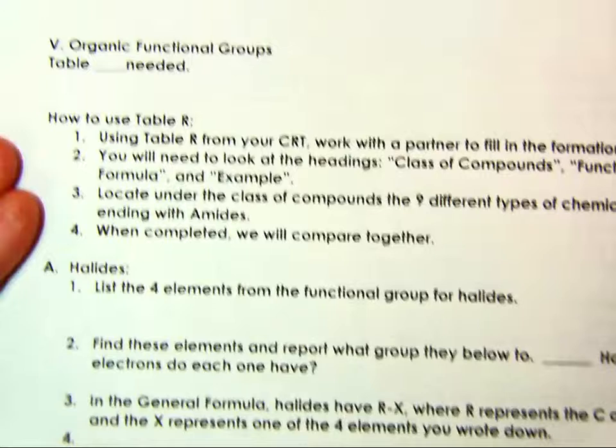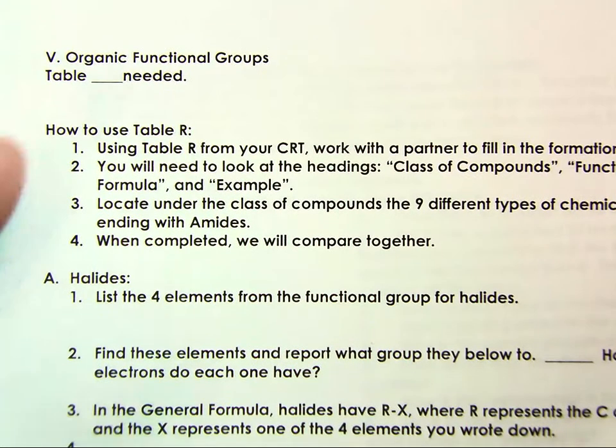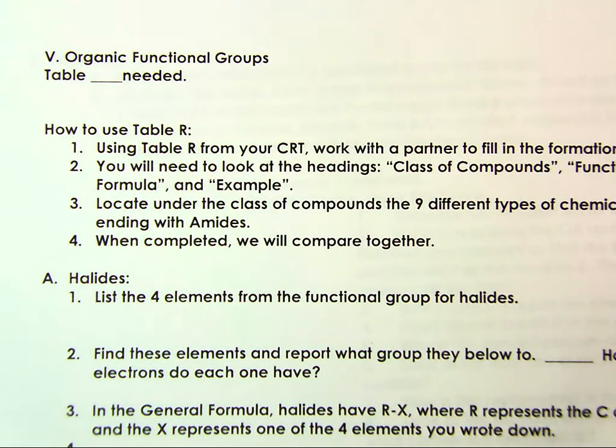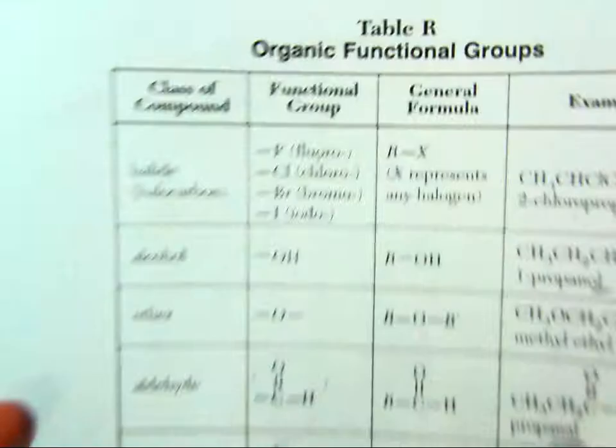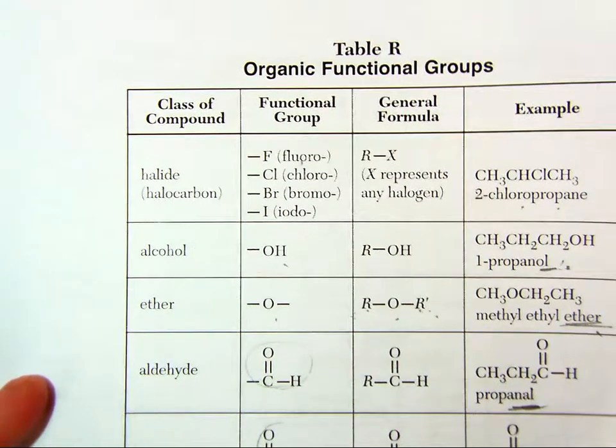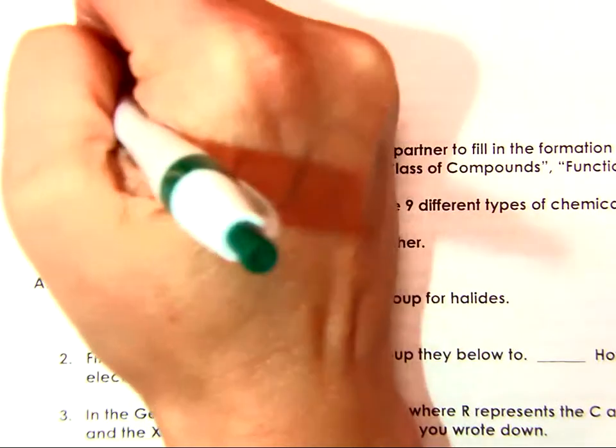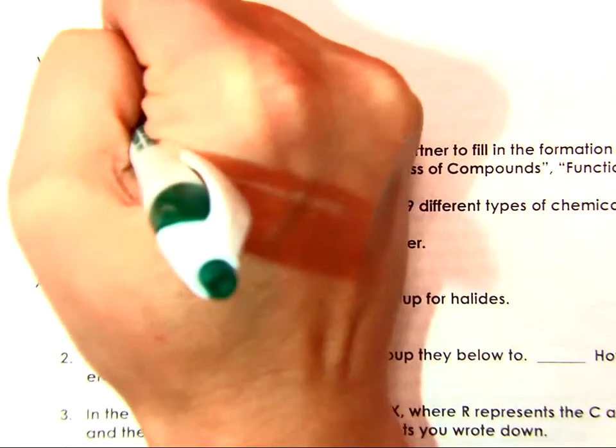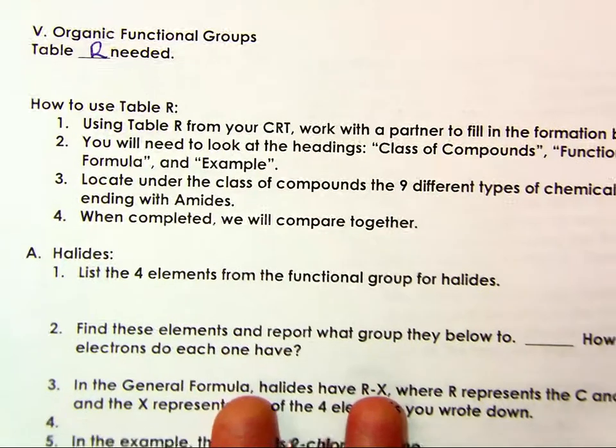Okay. So now that you have completed the last video, we're now going to move on and talk about the next table that you're going to need. That table is the one that says Organic Functional Groups, which is located on page 8 of your reference table, and it is Table R. One thing I want you to be familiar with is how to use this table.